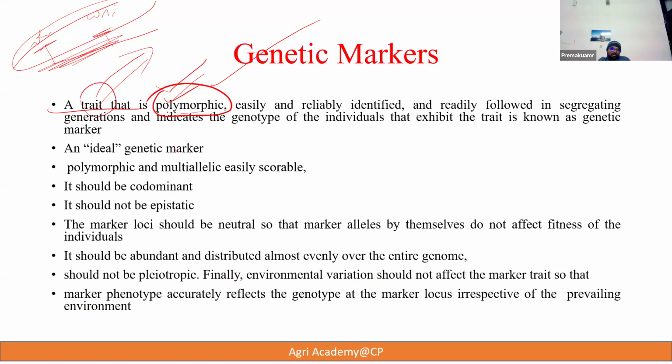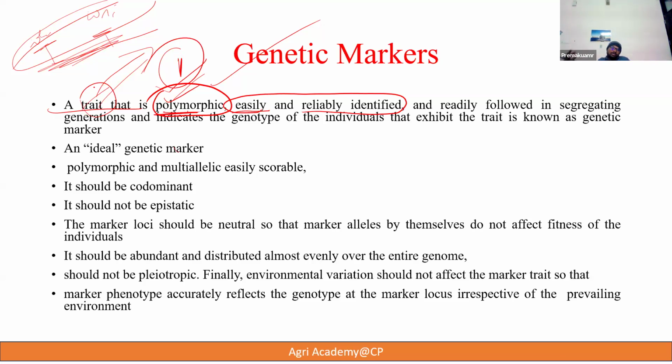The first thing is that it must be polymorphic. Those of you who have already done marker studies, I think many of you know, the first thing we do is a polymorphism survey. The trait must be polymorphic. This is the first criterion we need to follow. Then it must be easily and reliably identified. This is another thing. If the particular trait is itself difficult to phenotype, then what is the need of using it as a marker?